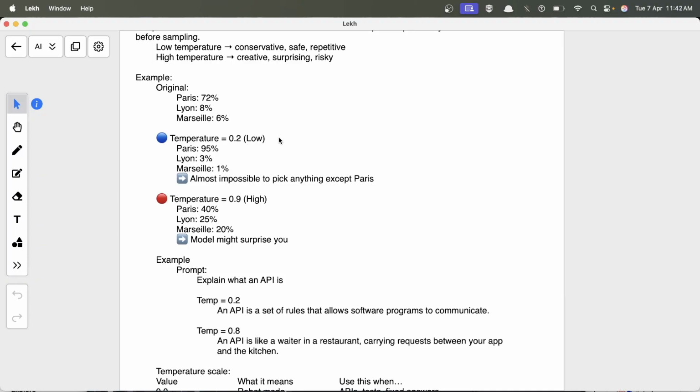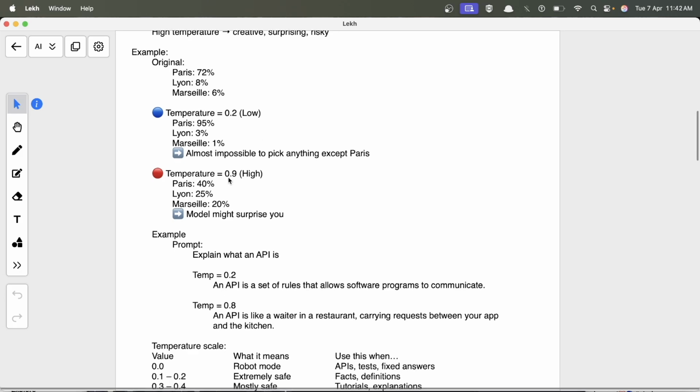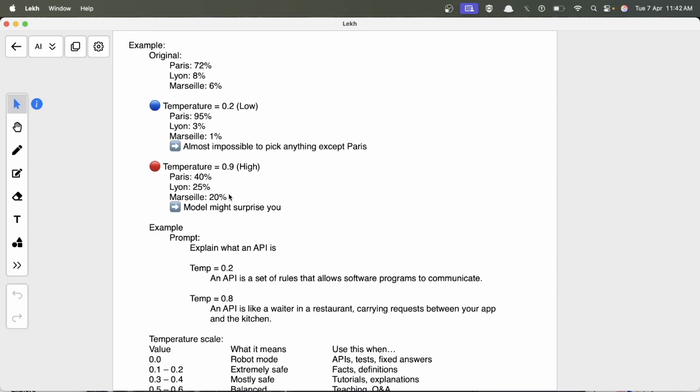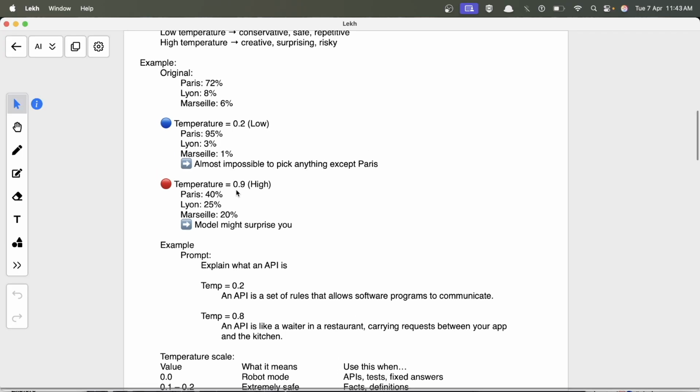So let's say we set the temperature to a low value, which is 0.2, then the probability of Paris will go up. So it will be 95%, Lyon 3%, and Marseille 1%. And if you set it too high, let's say 0.9 or 1, then the probability of Paris will go down as compared to the previous settings. So Paris will go down to 40%, Lyon will increase to 25%, and Marseille to 20%. I'm not saying that low probability means the output will never consider those tokens. Low probability just means they have less probability of getting chosen.